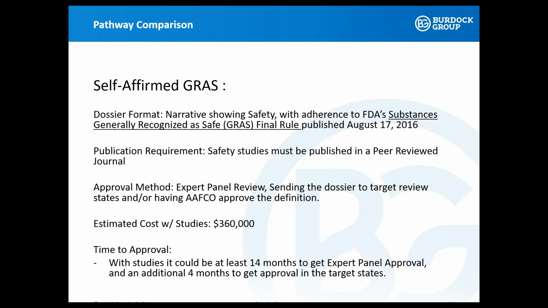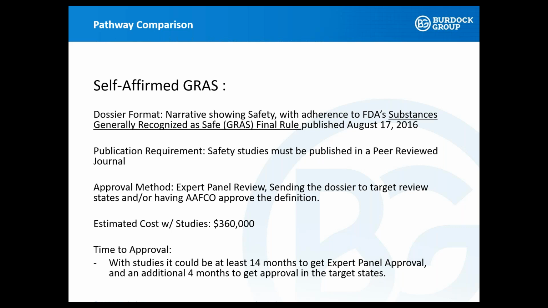The safety studies. Not everything must be published, just the core safety studies. Typical target animal species studies, genotox, that kind of thing. So the approval method is you don't have to get the FDA. In this case, we are sending it just to the expert panel. And then once you have their approval, you take it to the individual states that you want to get approval in. So, we can talk about that in a little bit. And or having AAFCO approve the definition, which is in many ways still notifying CVM because CVM's there. They're part of it.